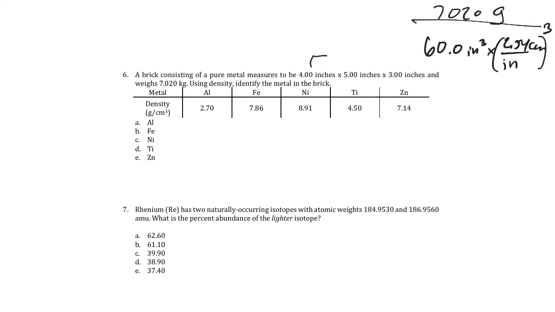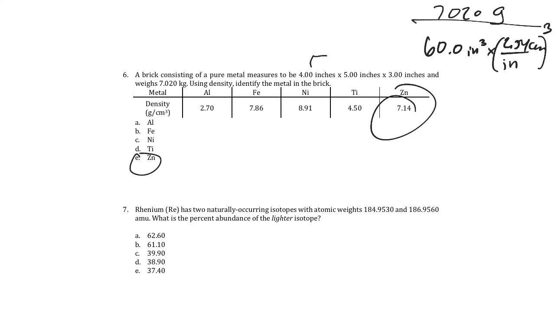So I get 7.14, so it matches up with zinc. So just a density problem on number 6, something back from chapter 1. Number 7: rhenium has 2 naturally occurring isotopes, and the 2 isotopes are noted. What is the percent abundance of the lighter isotope?